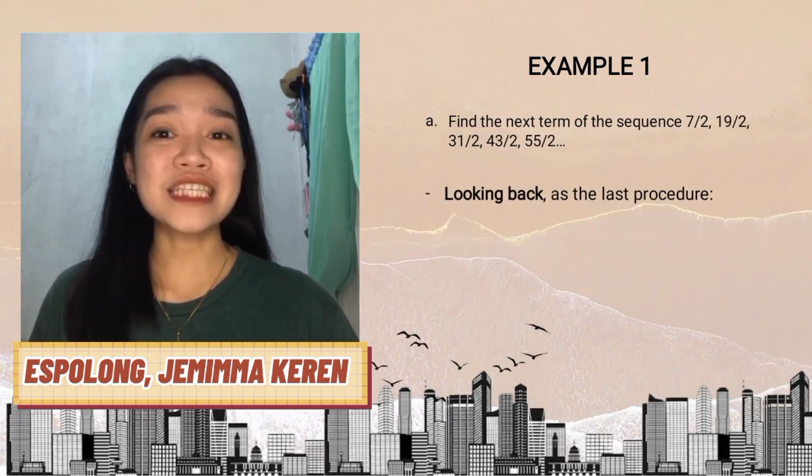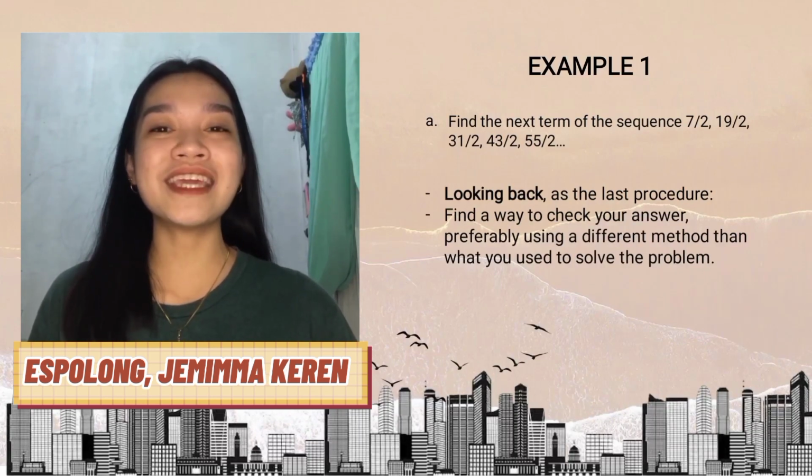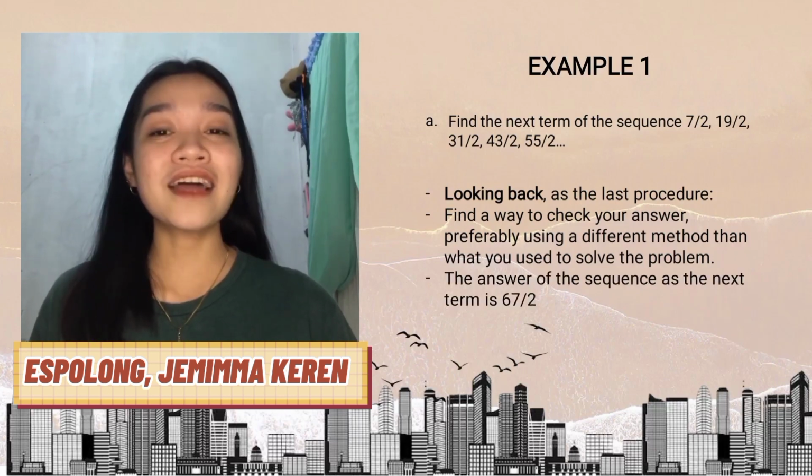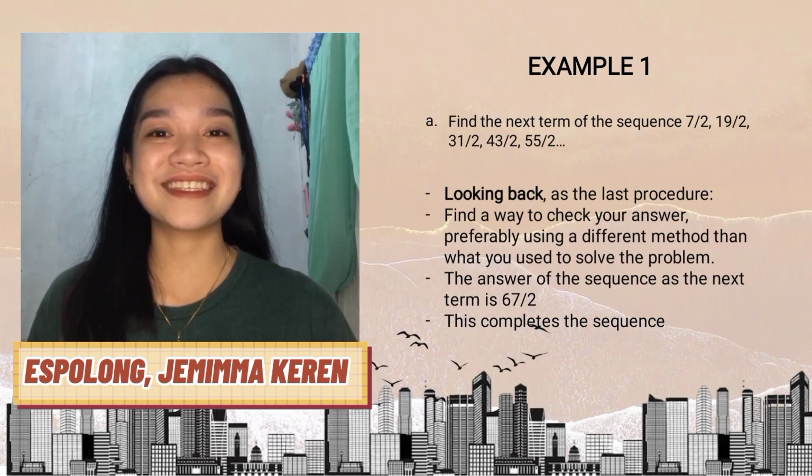Looking back, as the last procedure, find a way to check your answer, preferably using a different method than what you used to solve the problem. The answer for the next term of the sequence is 67/2, and this completes the sequence.